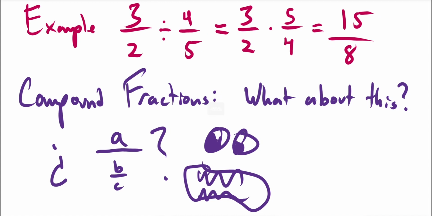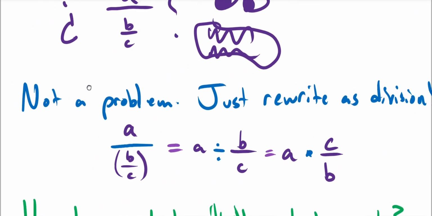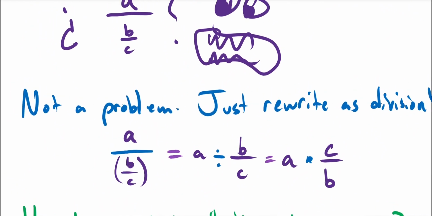Hey dog, we heard you like fractions, so we put fractions in your fractions so you could divide while you divide. Oh no, what are we going to do about this? It's just division. It's just division. This is not a problem. This is not going to be an issue at all. Let's just rewrite this as division. So what is a divided by b divided by c, right? So let's rewrite that middle division part as a division symbol. And now we're just dividing by a fraction, which we just learned how to do. We multiply by that fraction's reciprocal. So a over b over c is the same as a times c over b.